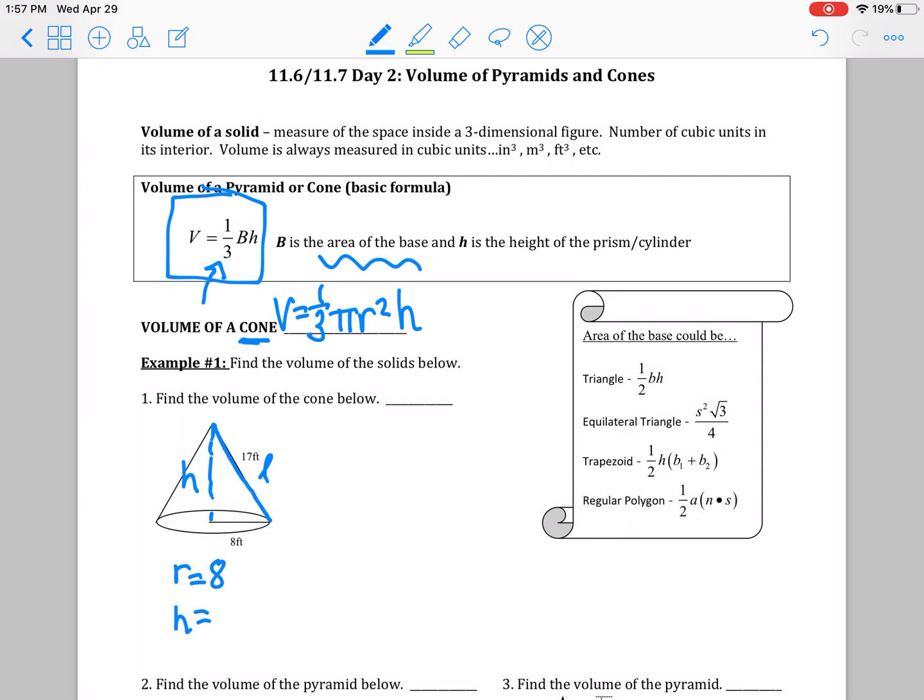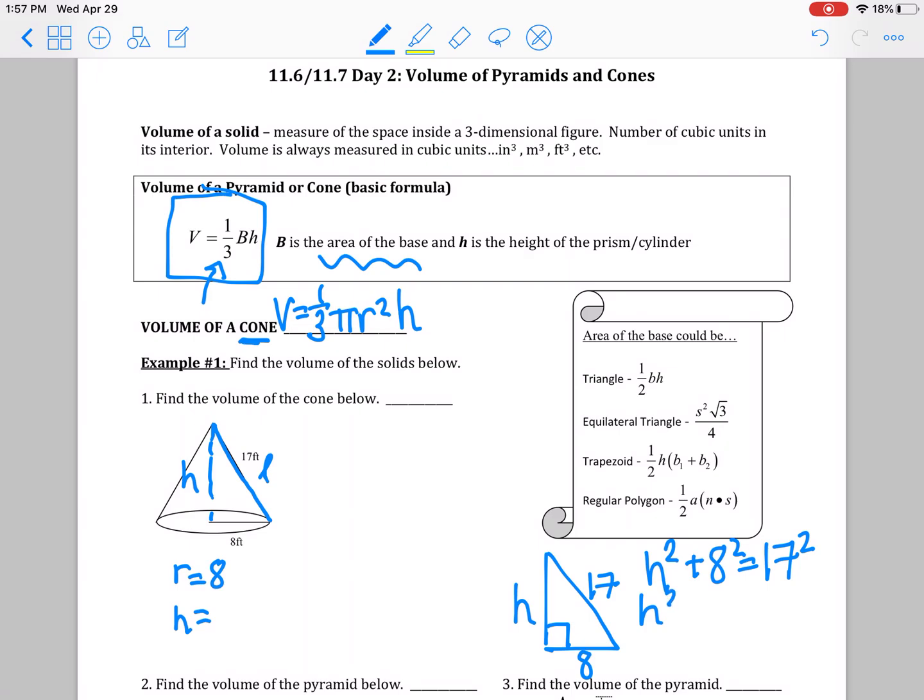So if you look at what I drew there, let's draw that off to the side. What do we have? We have a right triangle. We have the hypotenuse of 17, the base of 8, and we are trying to find this height. So we can use our Pythagorean theorem. 8 squared plus h squared is equal to 17 squared.